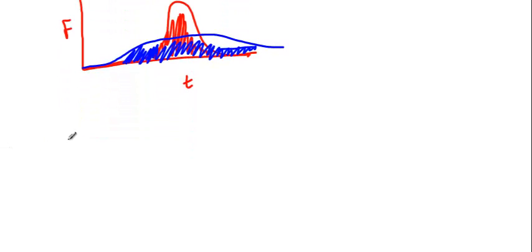So the impulse momentum theorem explains a lot of things. Why do we use bumpers on cars? What's the purpose of the crumple zone? Why do we have airbags? They're all designed to make the force last for a longer amount of time, which means that less force is required in order to get something to stop.